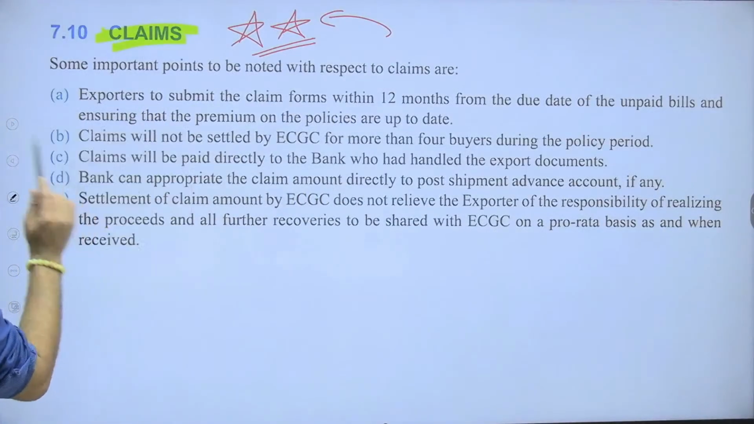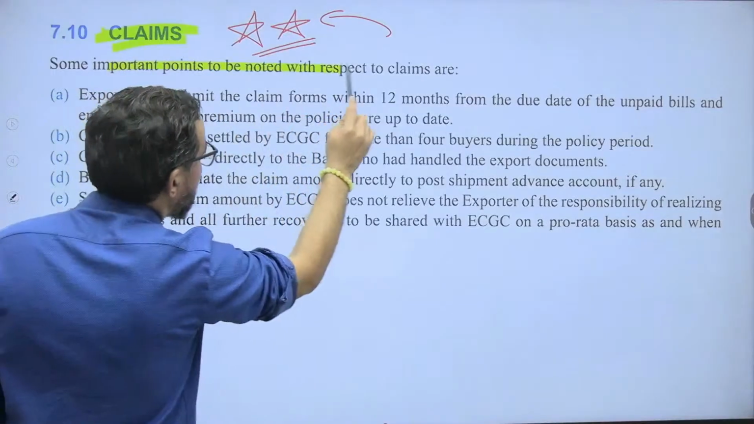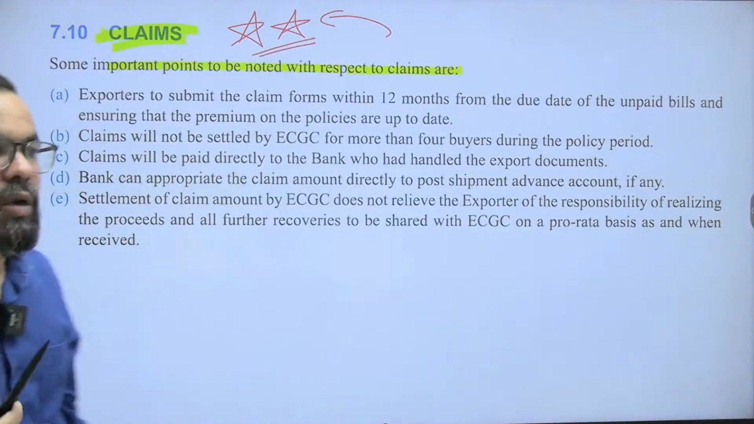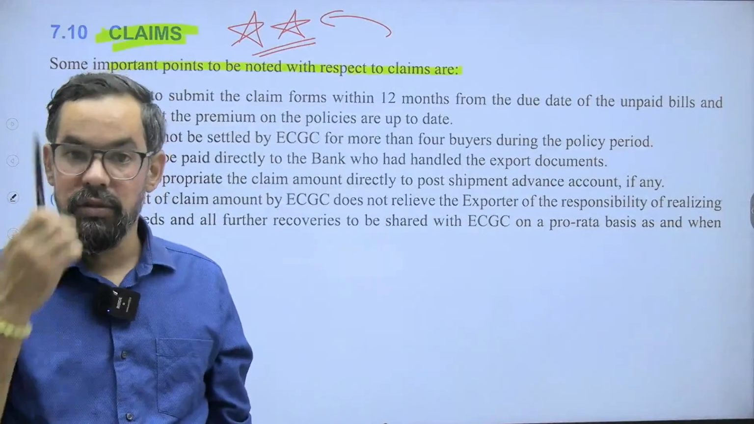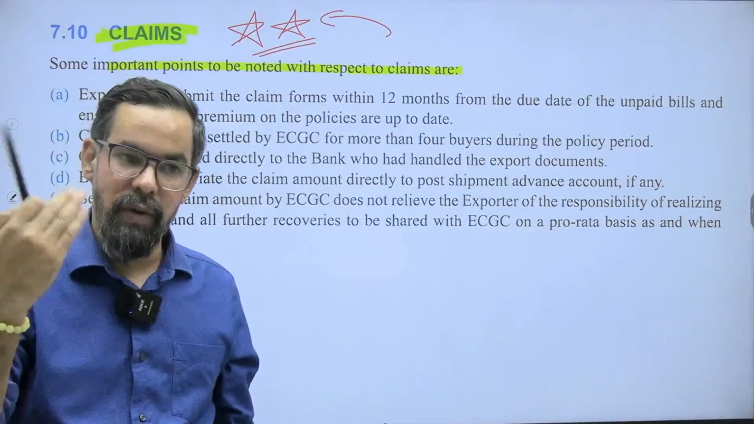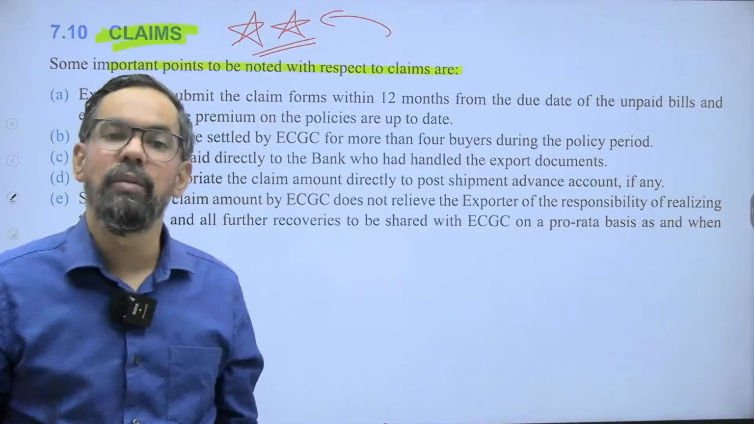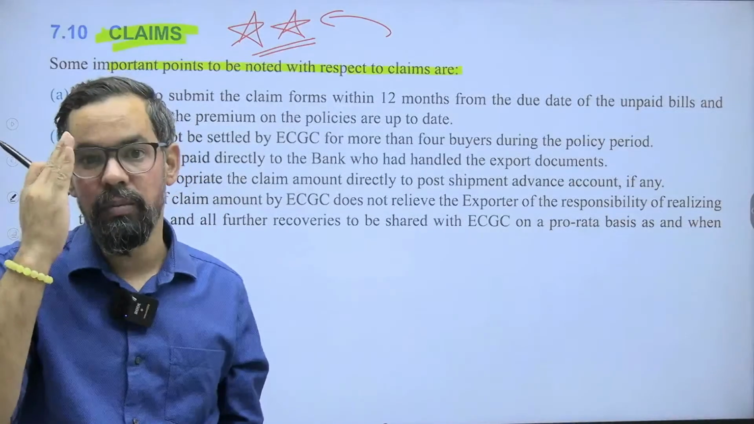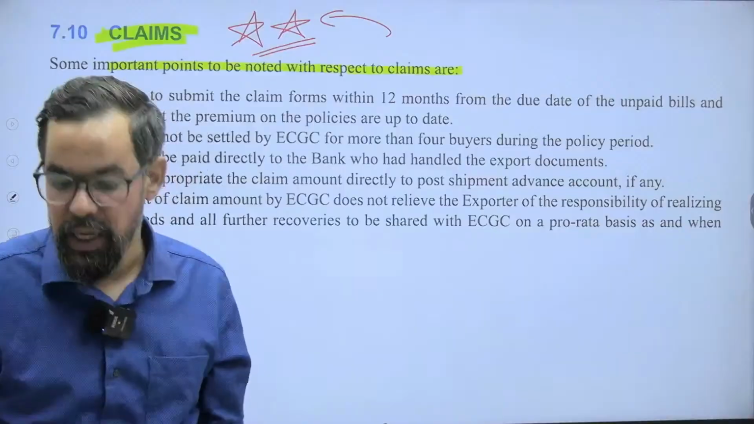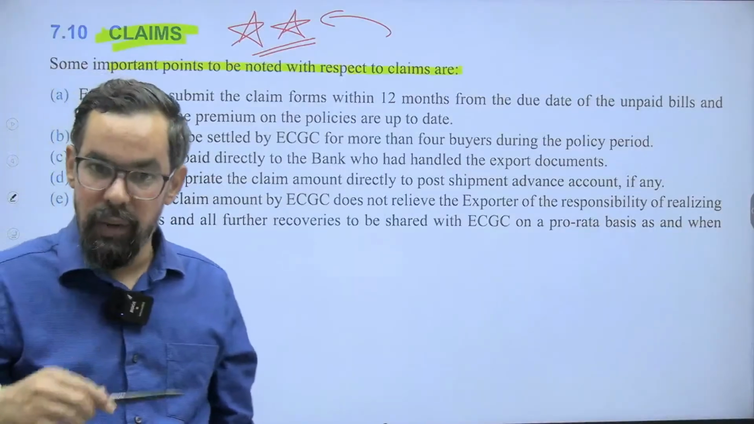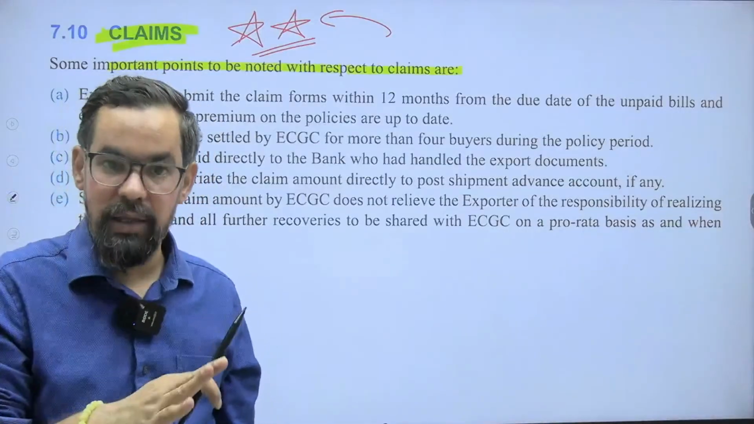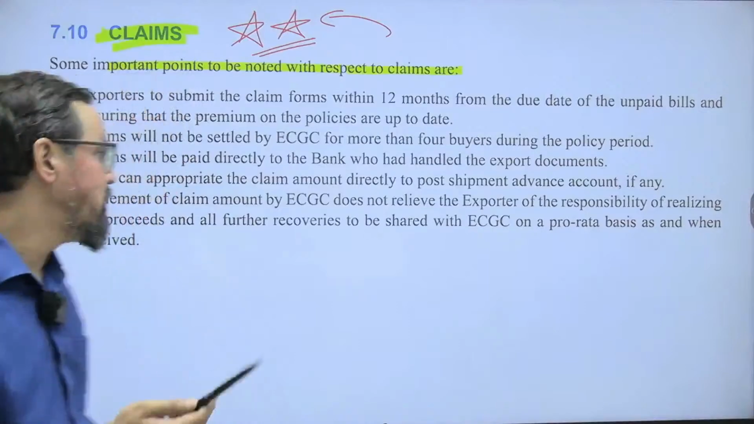Now this part is again very important. Some important points to be noted with respect to claims. Let's say the exporter has taken some policies from ECGC, so while they are applying for the claim, or let's say they are routing through the bank, our bank has provided some sort of credit to the exporter, and that buyer becomes a defaulter, or there is some political risk in the country, due to which we face some sort of losses. In that case, when we apply for the claim with ECGC, they will make the payments to the banks. And now there are some guidelines related to this.